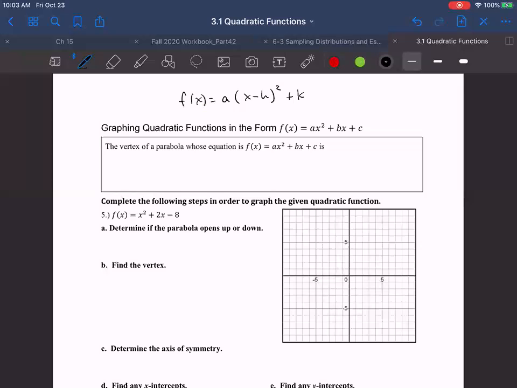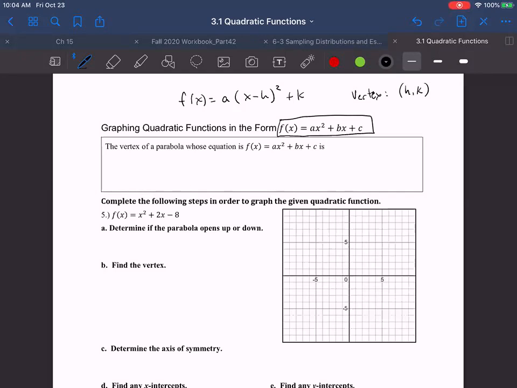What if you get it in the more typical form that looks more like a polynomial, f of x equals ax squared plus bx plus c? When it's in this form, we can still get a lot of information straight from it and figure out how to graph it. So the first thing we can do is find h and k. Remember, the location of our vertex was at (h, k).